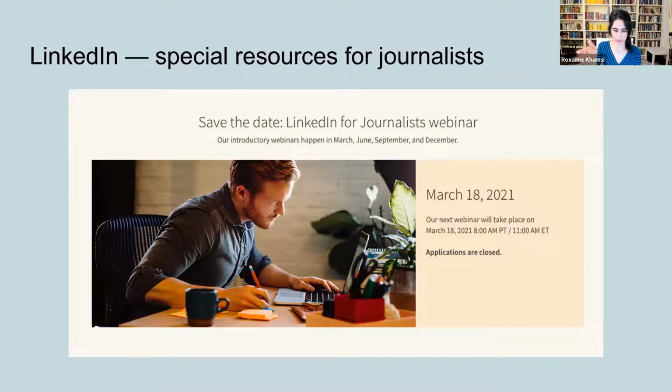You have to do the training, and their next one is on March 18th. This one's applications are closed, but I did reach out to LinkedIn before today and asked whether this program is still providing journalists extra fancy tools within LinkedIn, and they said yes. And for that hour of training, they tell you all sorts of other fancy ways you can use LinkedIn to find sources.